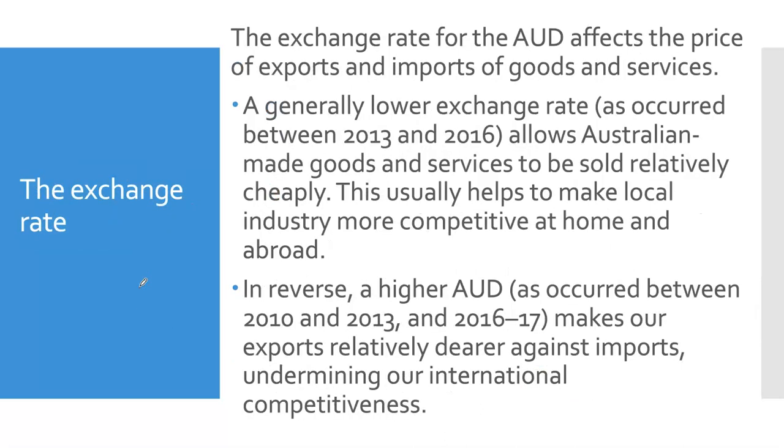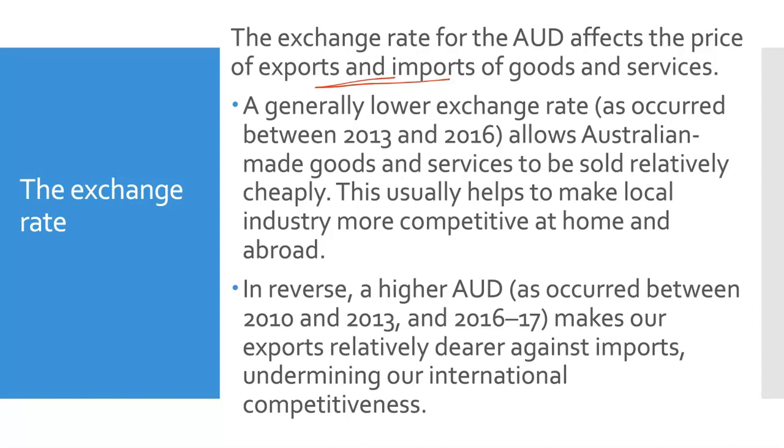We then come into a factor called the exchange rate. And I'm going to assume that you understand the exchange rate, but the exchange rate is essentially going to influence the price of exports and imports. So a generally low exchange rate or depreciating exchange rate, as we saw actually during 2013 and 2016, allows Australian-made goods and services to be sold cheaply. So exports will become more competitive because they'll be able to be bought cheaper because of a low exchange rate.